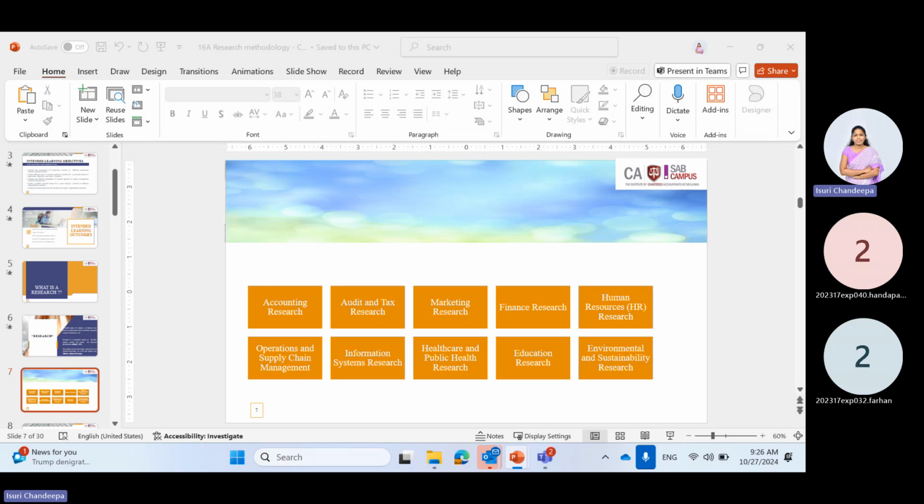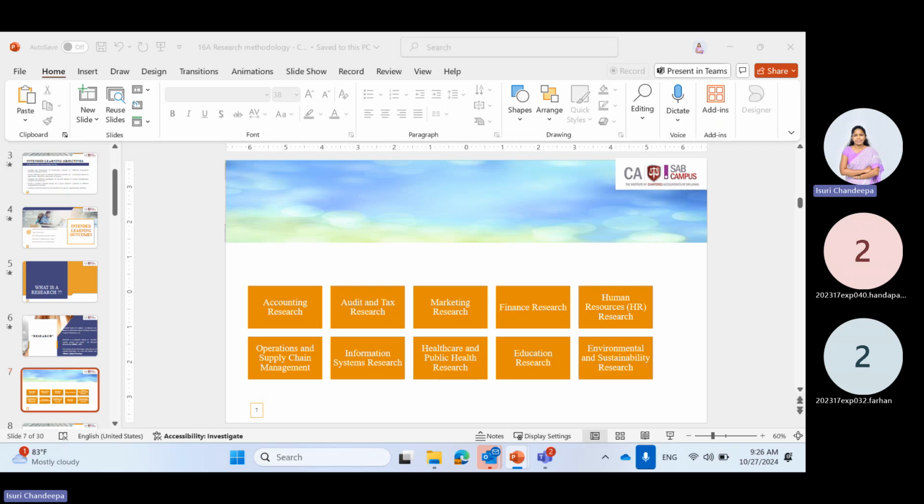Audit quality. Right? You can make the research on audit quality. Internal control systems. What is the relationship between internal control system and the audit quality? Is there any relationship or not? What else? Marketing research.